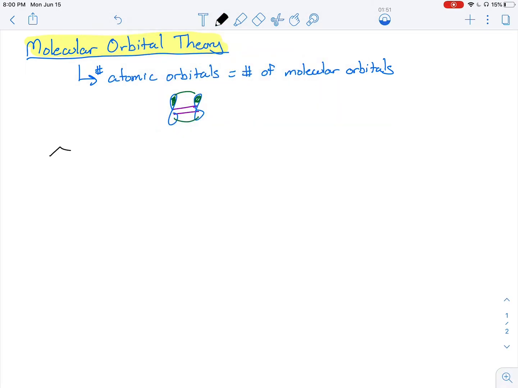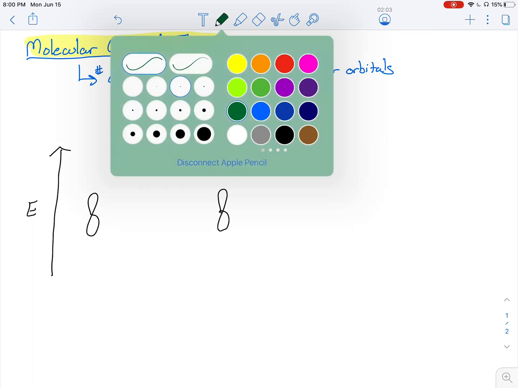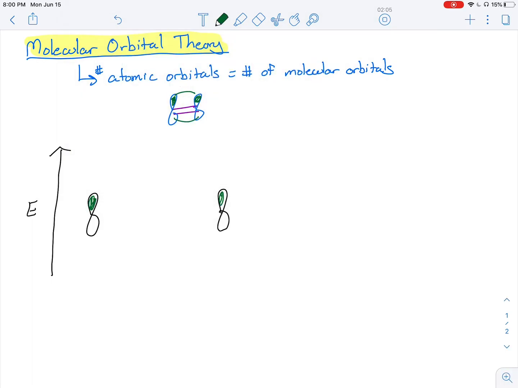So if we draw this with respect to energy, so here's energy, we have two p orbitals. Here's one right here, and here's another right here. These are the atomic orbitals that make up that pi bond. Now, these p orbitals can come together to form molecular orbitals. We said there are two p orbitals, so two atomic orbitals. How many molecular orbitals will we form? Two. Two atomic orbitals will equal two molecular orbitals.